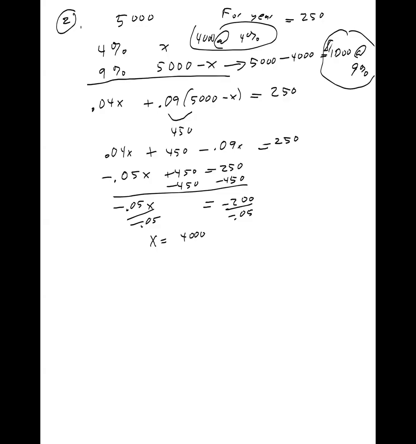Now let's do question 3. Question 3 says, a boat's crew rowed 13.5 miles downstream. So the distance is 13.5. Remember this equation, rate times time equals distance. That's what we're going to do.